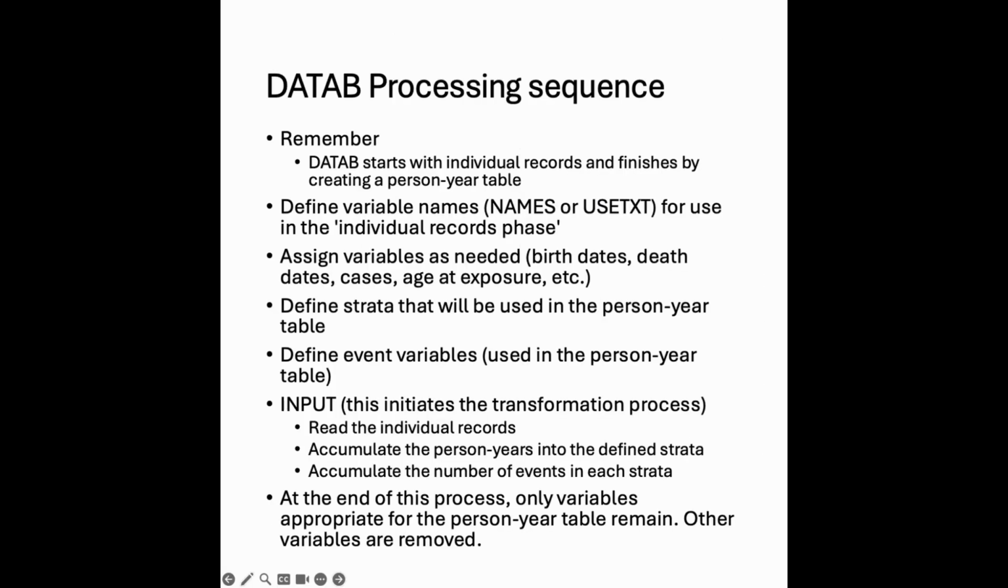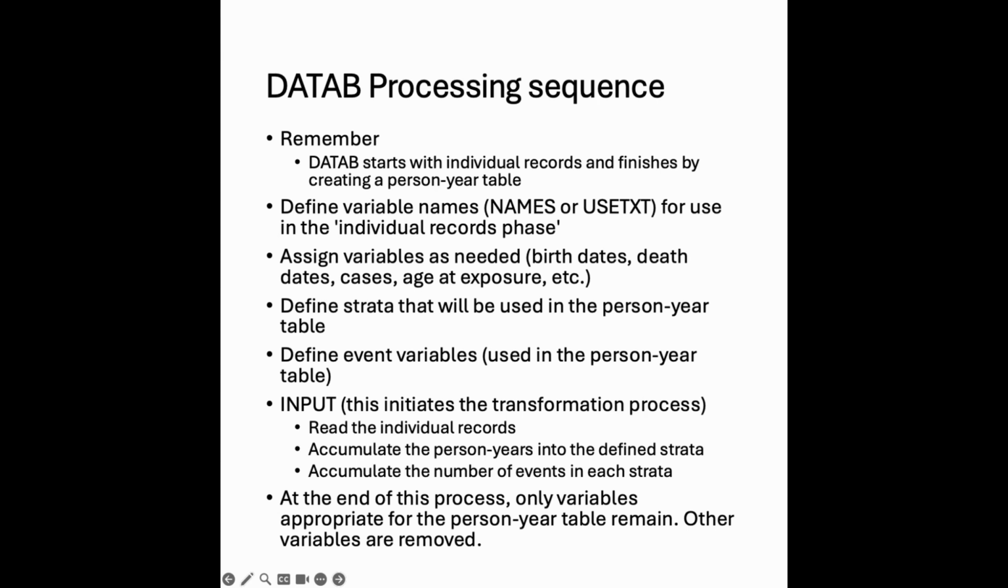Datab starts with individual records and accumulates person-year time into defined strata and also counts the number of events in each strata. The processing sequence generally goes in the following order. First, we define variable names that represent the values for the individual records. These variable names are often in an external file. If there is a header line in that file, the variable names can be read using the useText command. If the variables need to be explicitly created, the names command is used.